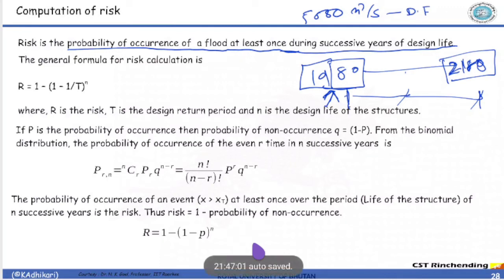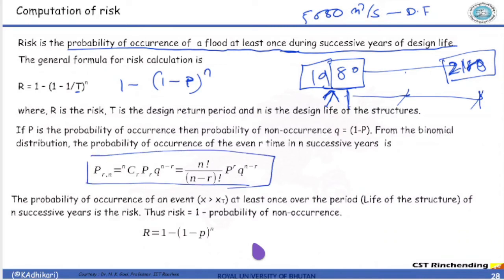To calculate risk, it's very straightforward, okay? The formula is 1 minus (1 minus the probability of occurrence) raised to power n, where T is the return period. This equation is derived from the binomial expression. The probability of non-occurrence is (1 minus p) raised to power n, where p is the probability of occurrence. Sometimes it is written as q.